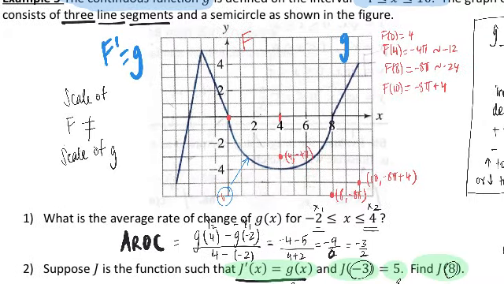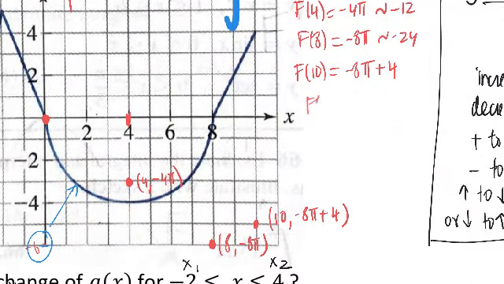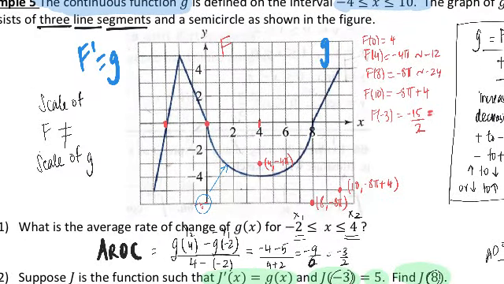Okay. Then I go to my other side. I figured out negative 3, right? So f of negative 3 was, if I remember right, negative 15 halves, or negative 7.5.